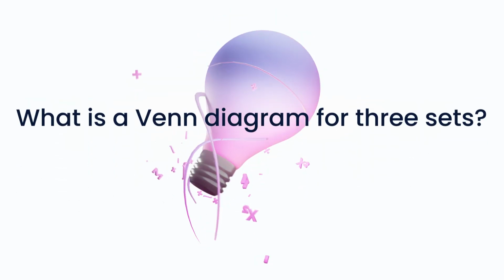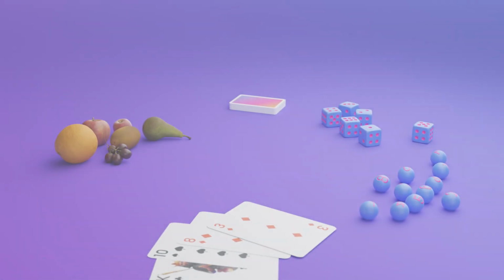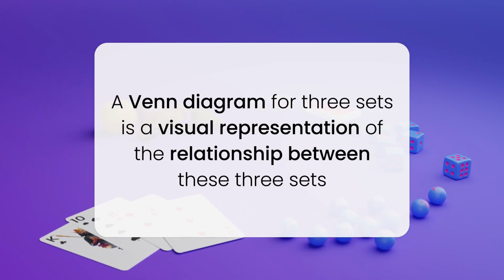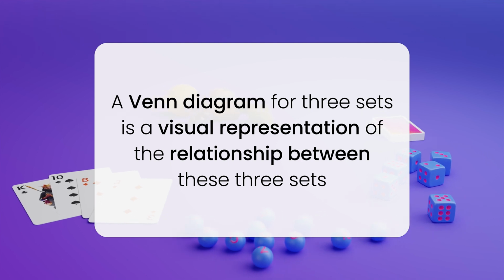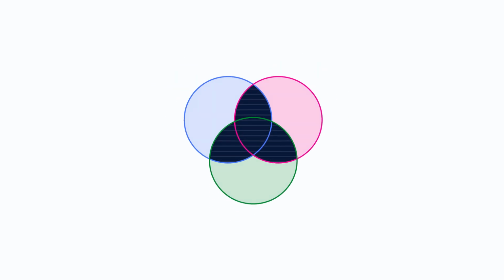What is a Venn diagram for three sets? A Venn diagram for three sets is a visual representation of the relationship between these three sets. A Venn diagram is composed of three circles or similar shapes. The circles each represent one set. The circles overlap if the sets share common elements.